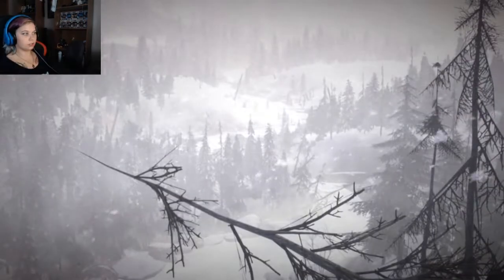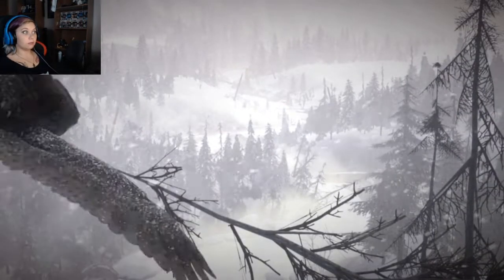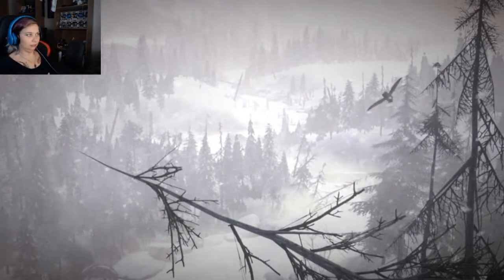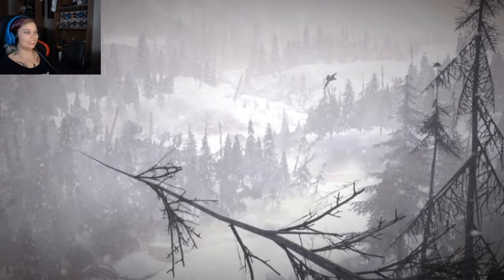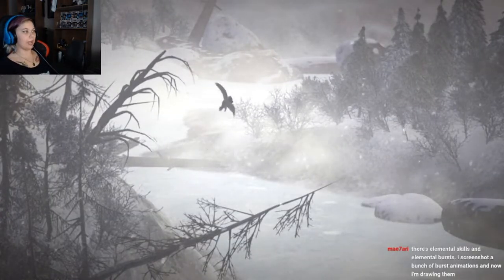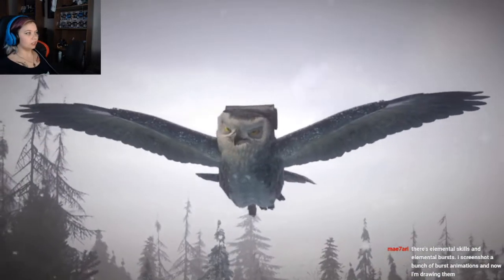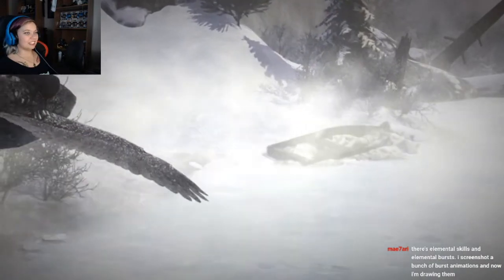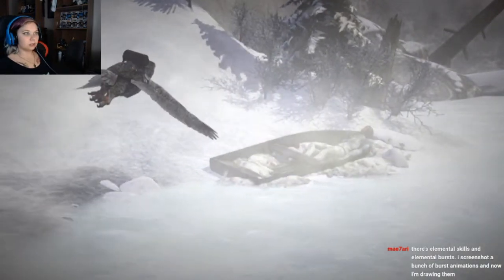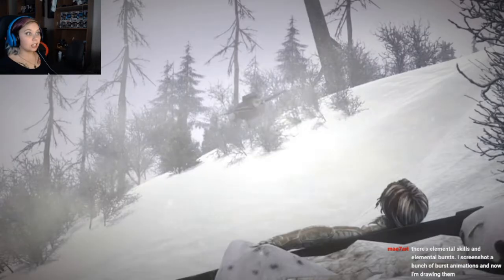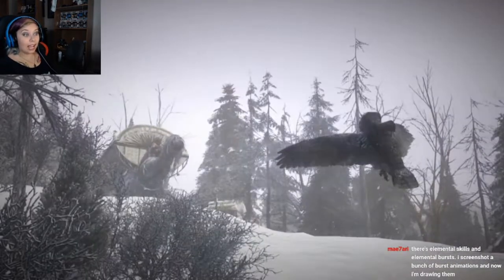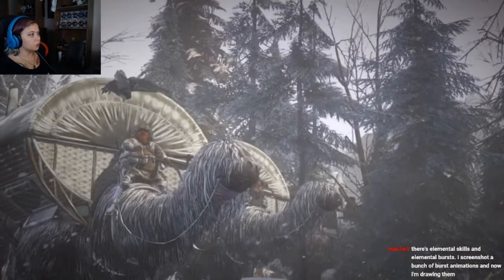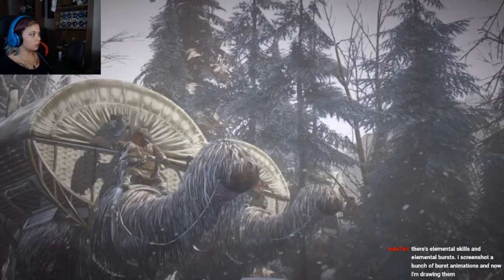Oh, long loading screen. Owl. I made that joke in the second one. Oh, it's got something on its back. Oh, that's a creepy face. Is that Kate? Oh my god! Are these more Yukols? Oh yeah, they're definitely Yukols.